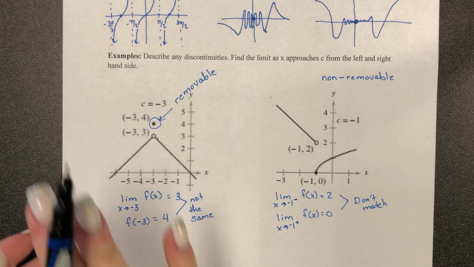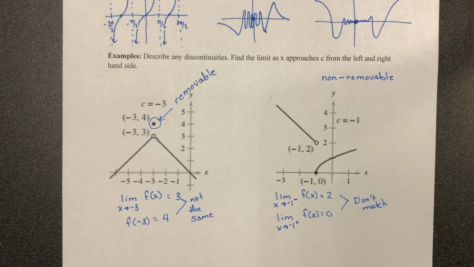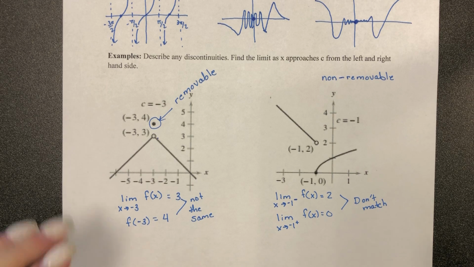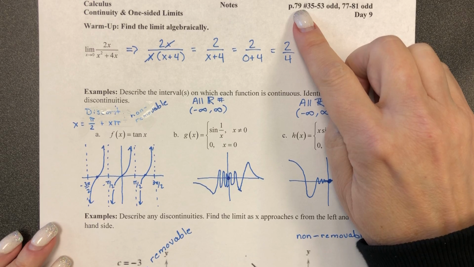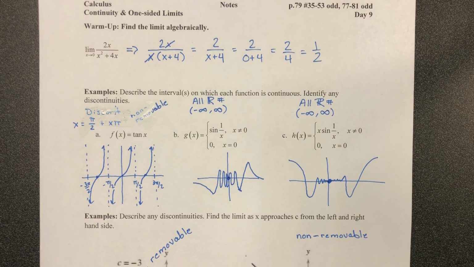So these are just some more visual examples to try and help you out a little bit. Your homework tonight is in the book. It's on page 79. I promised it was going to be a nice short bit of notes, and it is.